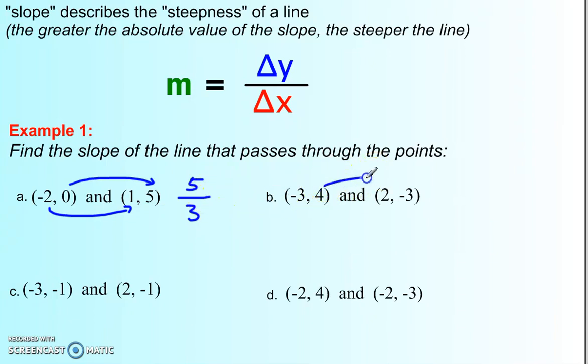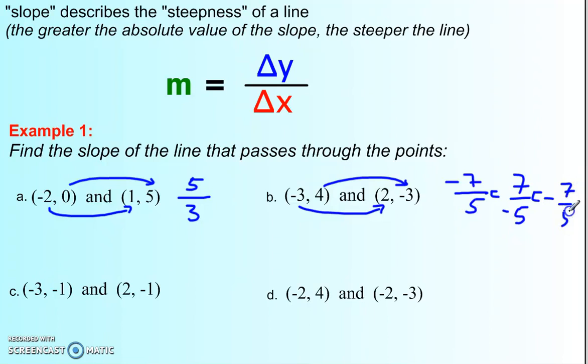From 4 to negative 3, I have to subtract 7. From negative 3 to get to 2, I have to add 5. Now, it doesn't matter whether the negative goes on top. That's the same as 7 over negative 5, which is also the same as negative 7 over 5. So it doesn't matter whether you go forwards or backwards when subtracting, which one you do first.